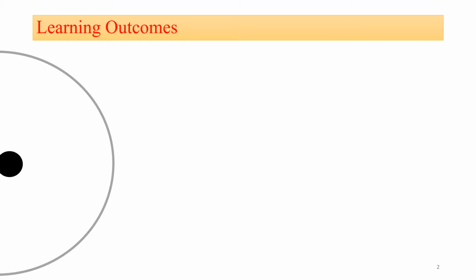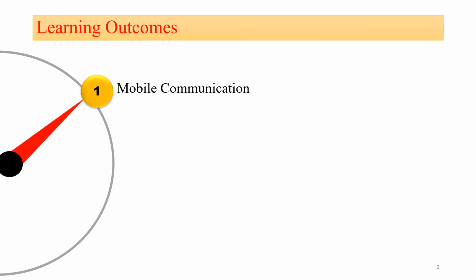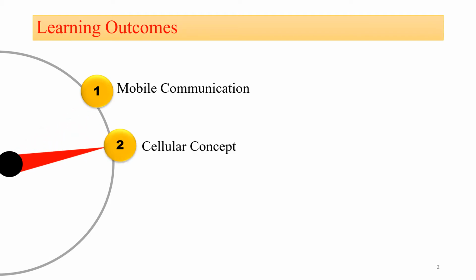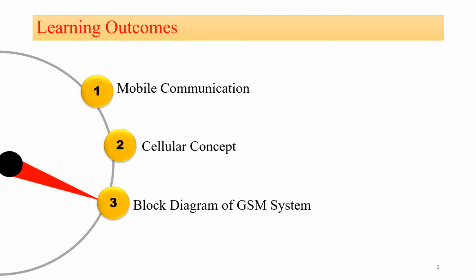Now the learning outcomes. After studying these topics, the student will be able to understand first what is mobile communication, then what is cellular concept, and the detailed block diagram of GSM technology or the GSM architecture.